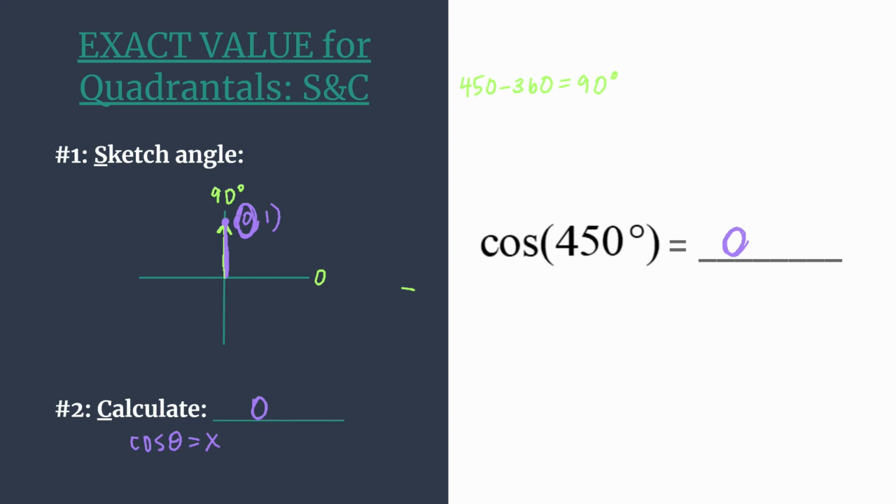All right, so that's all there is to it. This is the abbreviated method, the S.A.R.C method for finding exact values that are quadrantal angles.